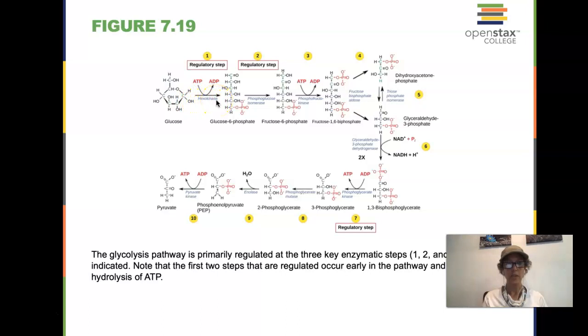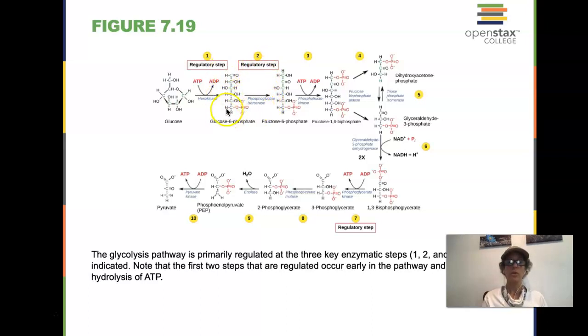The first step is the hexokinase. We regulate the hexokinase enzyme based on the hydrolysis of ATP. So if we have a lot of glucose, we have a lot of substrate for this enzyme. And in the presence of ATP, that enzyme will be active to convert this to the next step.